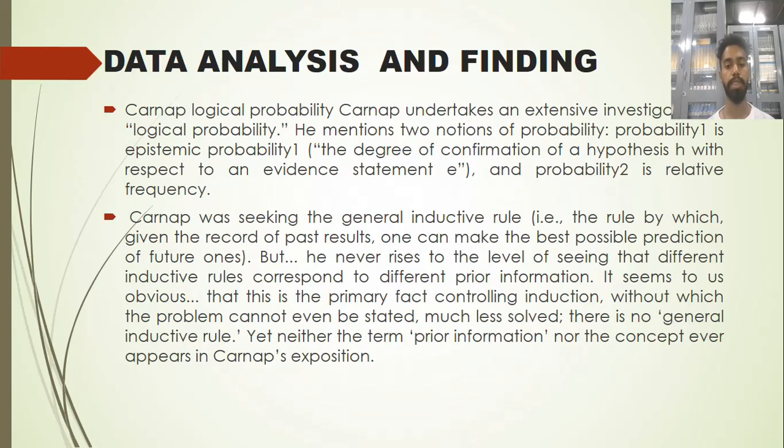Carnap was seeking the general inductive rule, the rule by which, given the record of past results, one can make the best possible prediction of a future one. By using the past results, Carnap's general inductive rule is able to predict the future ones. But he never rises to the level of seeing that different inductive rules correspond to different prior information. It seems just too obvious that the primary factor controlling induction, without which the problem cannot be stated, much less solved.